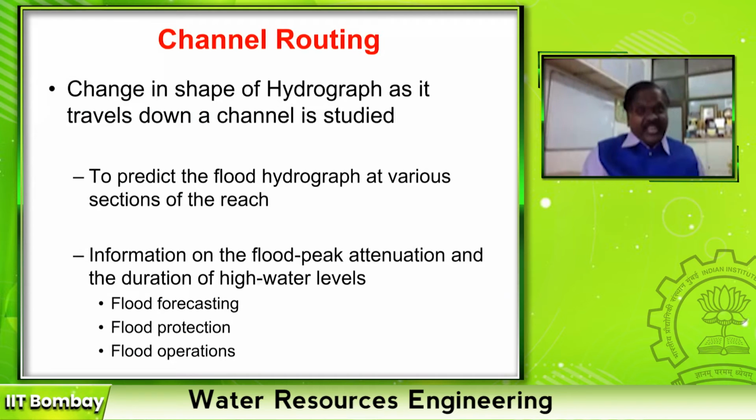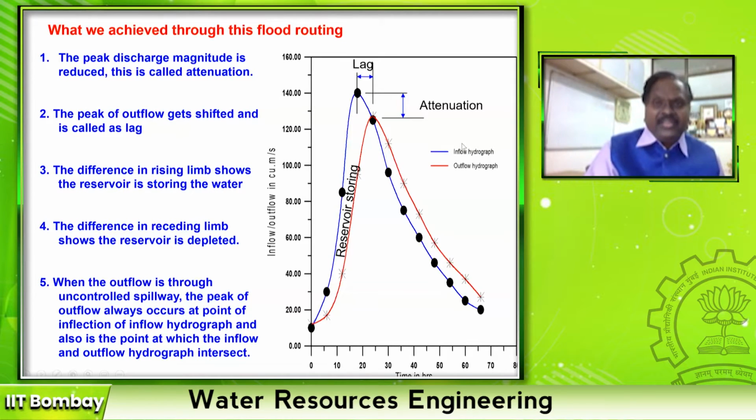Then comes the channel routing. Channel routing is, we don't have anything. Oh, I forgot one thing. See, when the reservoir has an uncontrolled outflow, it means I am not stopping any surplus through a gate, right? Whatever the flood water comes, it goes out naturally without any control. Then this outflow hydrograph always crosses at the point of inflection in the recession limb of the inflow hydrograph.